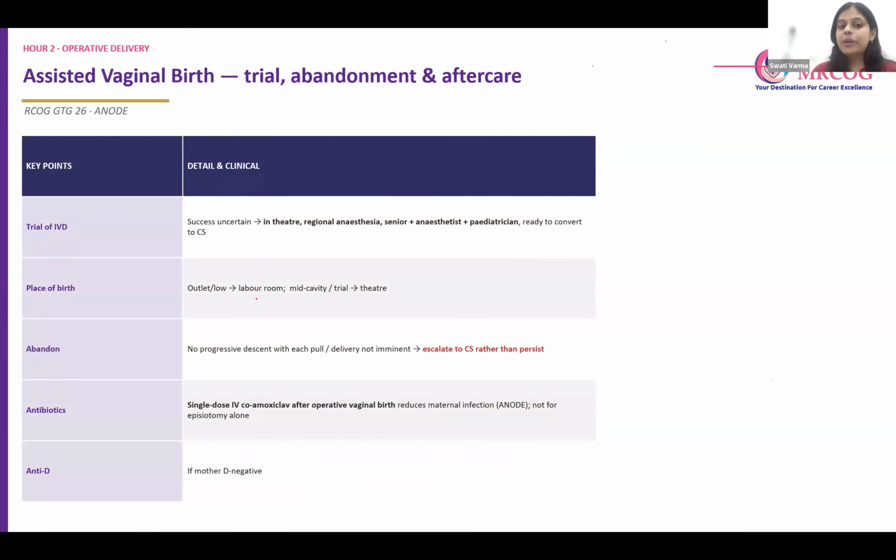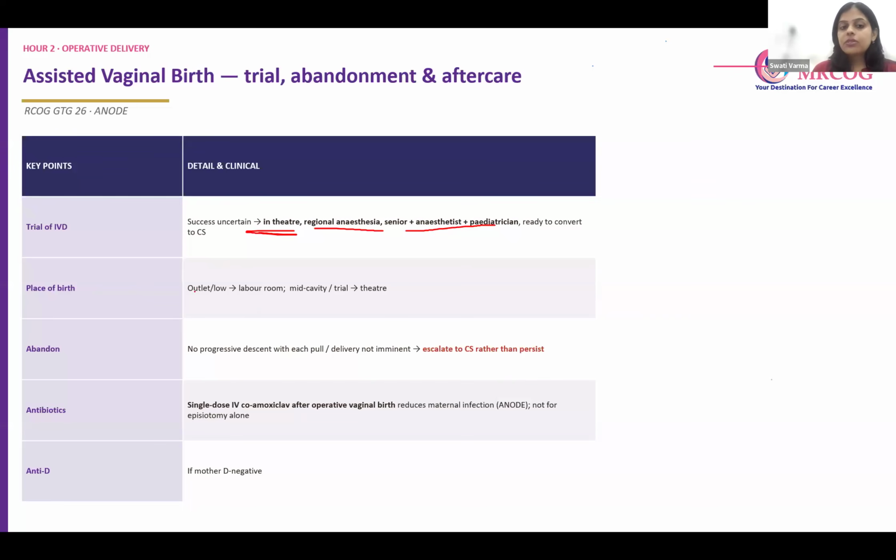Now regarding trial, abandonment and aftercare. Wherever you think that the trial of instrumental vaginal delivery, the success may be uncertain, then prefer to do it in theatre. In theatre, prefer to do it under regional anesthesia, and a senior anesthetist and pediatrician should all be available, and you should be ready to convert to cesarean section immediately in case it fails.